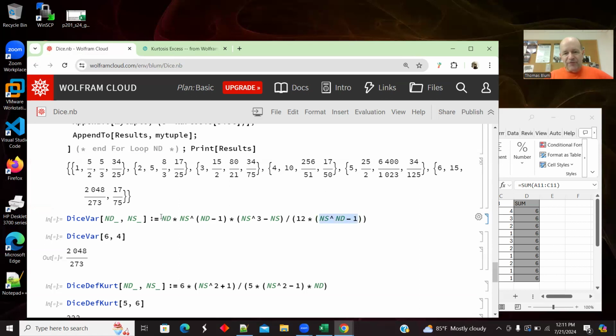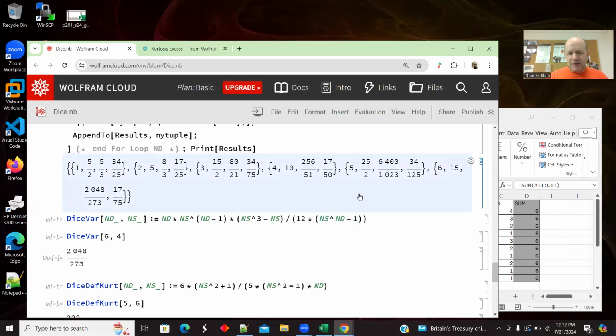And then, knowing that from that clue, I could start to pick out the rest of the behavior. And it seemed to be ND, the number of dice, times the number of sides raised to the ND minus one, times NS, the number of sides cubed minus the number of sides, and that was all divided by 12, and that number of samples minus one.